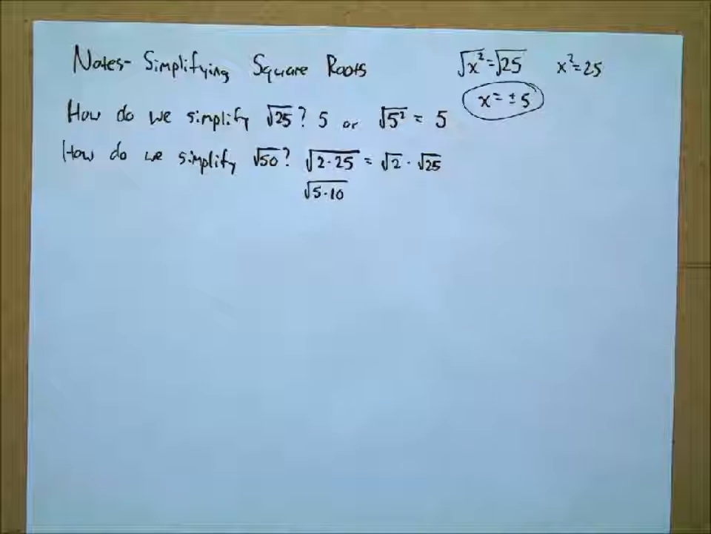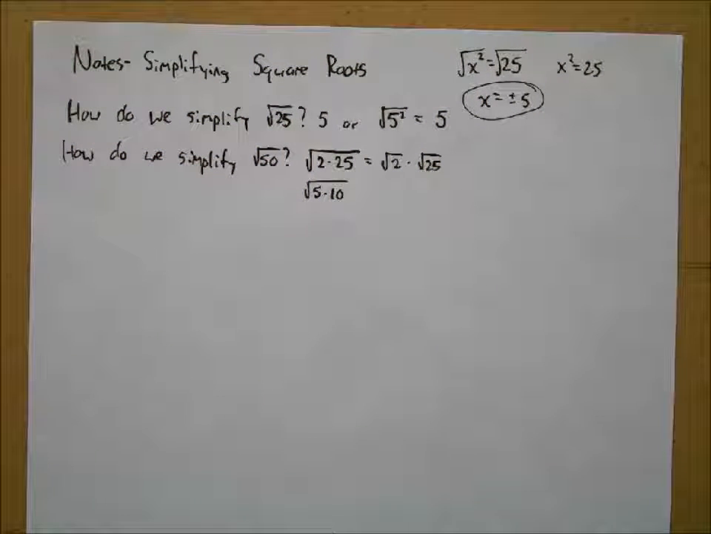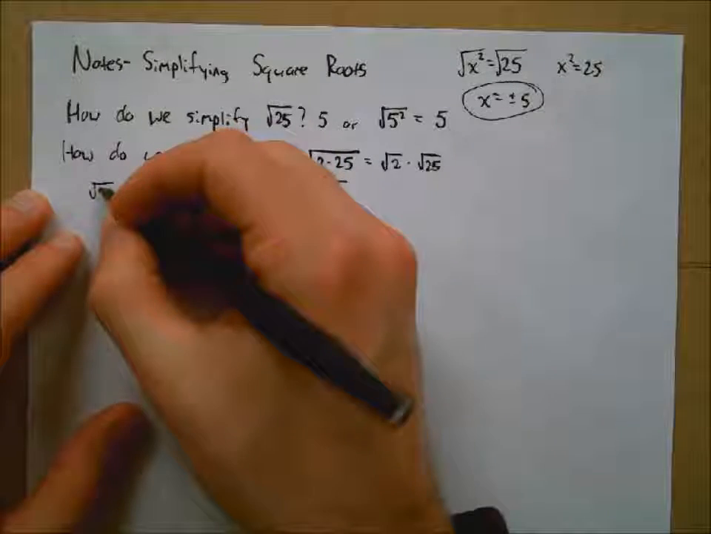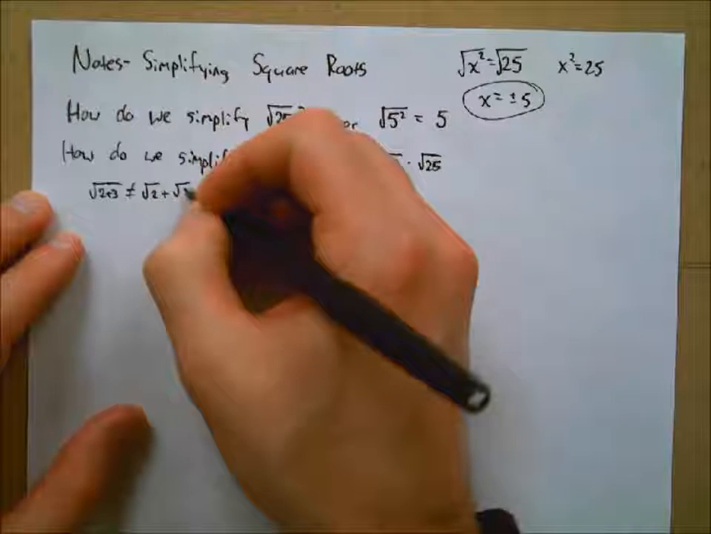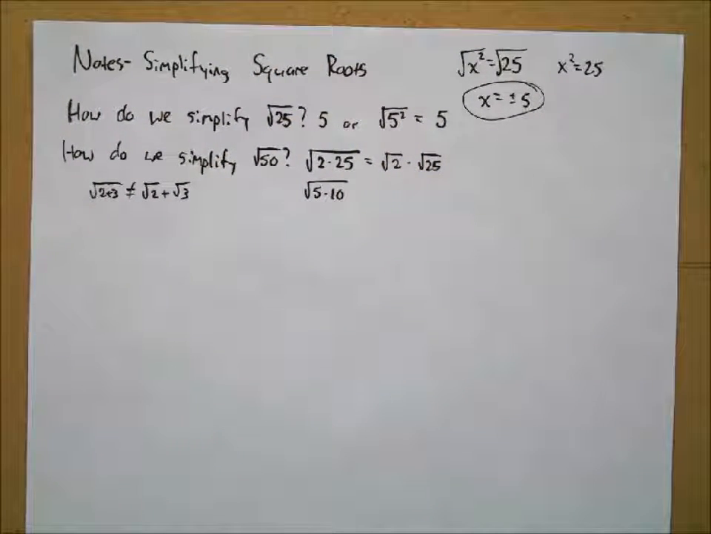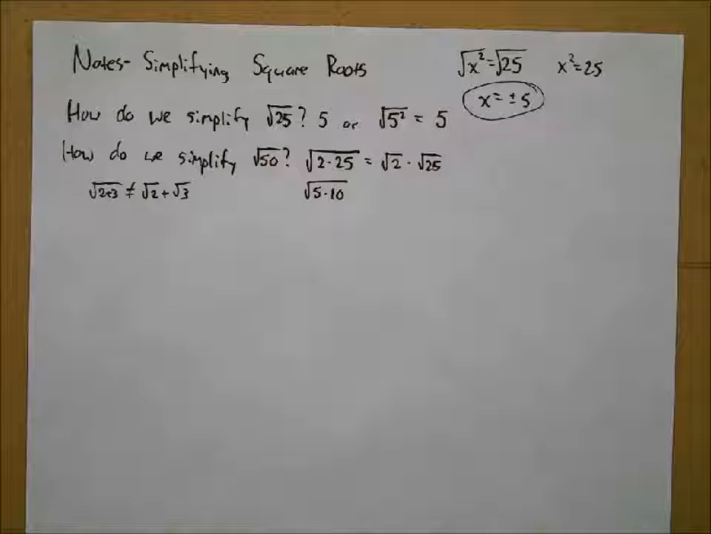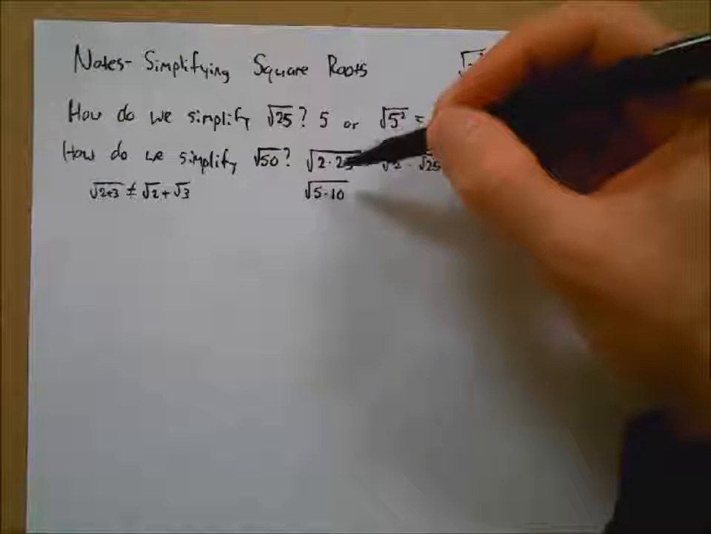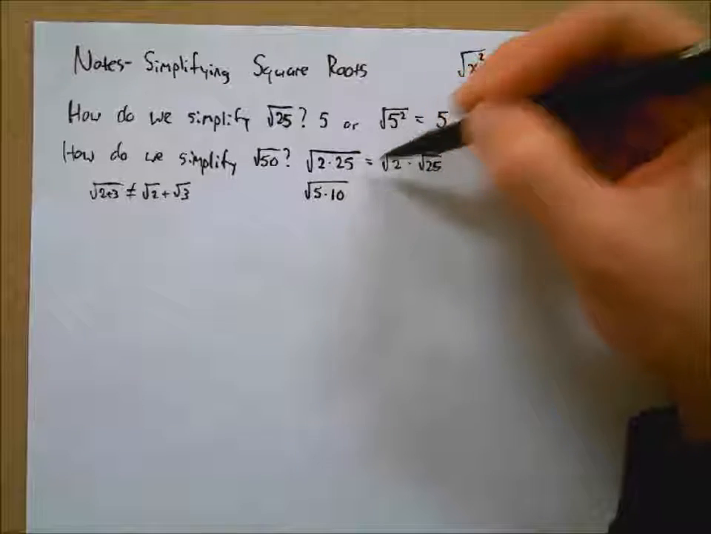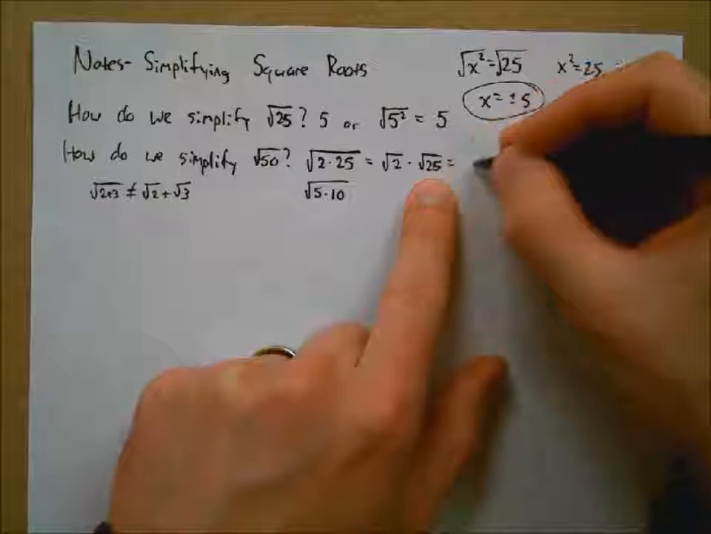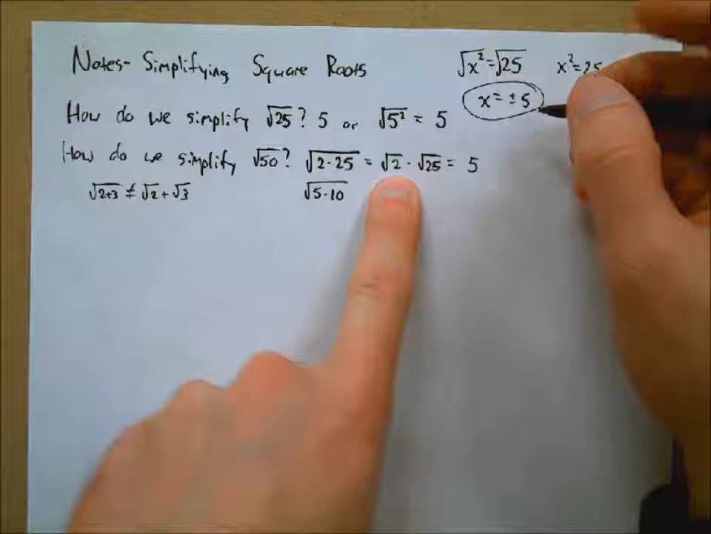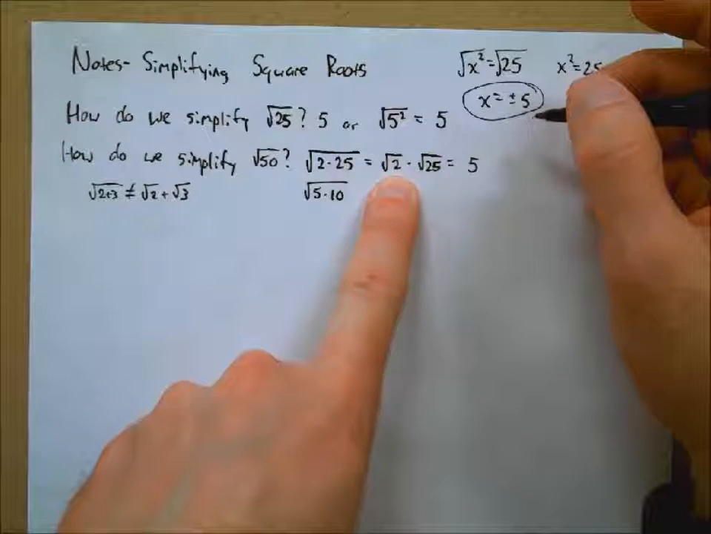This property does not hold true for addition. So in general, the square root of 2 plus 3, for example, does not equal the square root of 2 plus the square root of 3. In general, that is not true. Same thing for subtraction. But for multiplication and division, if you have the square root of a product, that is equal to the product of the individual square roots. Which is helpful because we can now evaluate what the square root of 25 is. We know that's 5. The square root of 2, well, can we break 2 up into any more perfect squares besides 1?